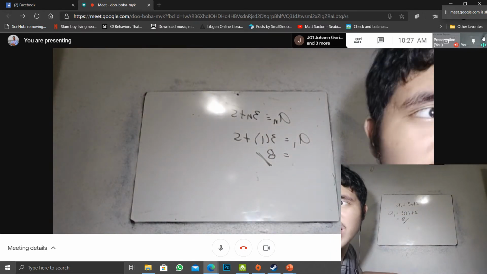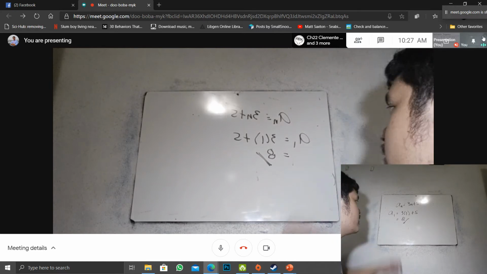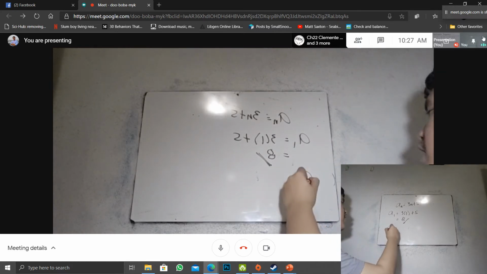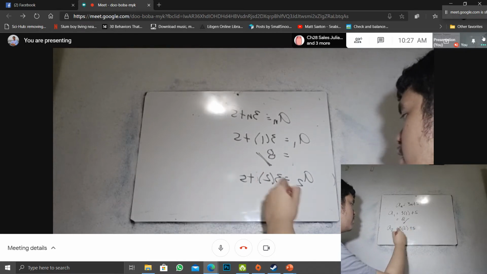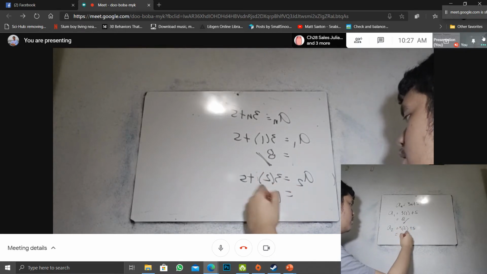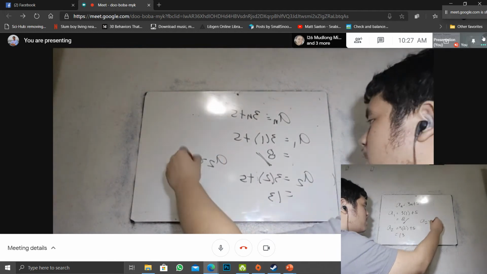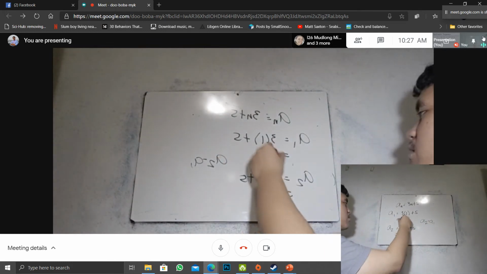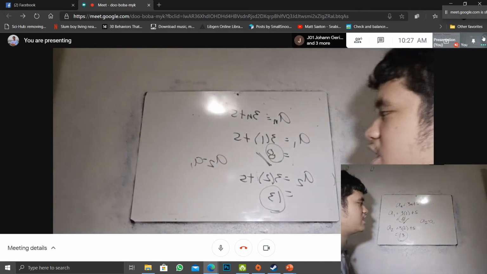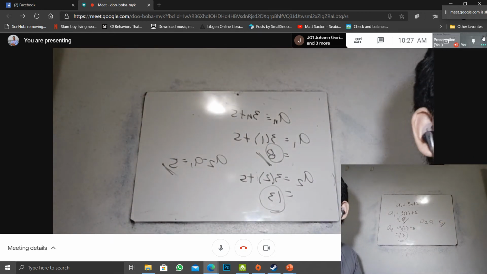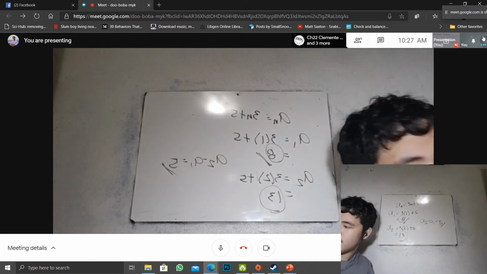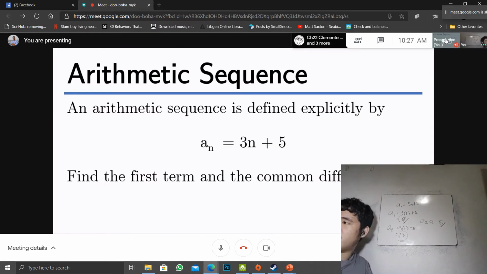Let's take two terms. Kasi arithmetic sequence naman eh. A sub 2 equals 3 times 2 plus 5 equals 13. Oh, a sub 2 minus a sub 1, basta, tignan nyo lang kung ano yung difference nila. 5. That is the common difference. Yun lang, ganun lang kasimple guys. Okay? Sige.